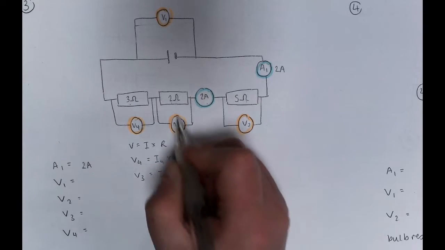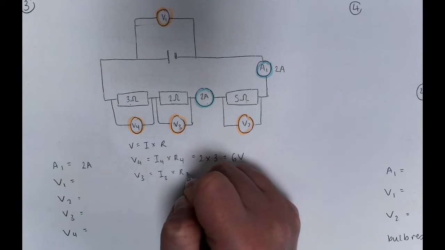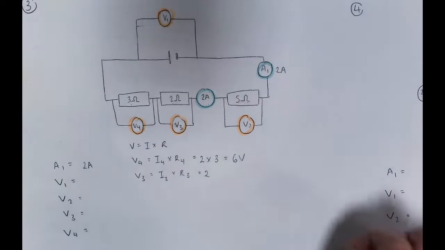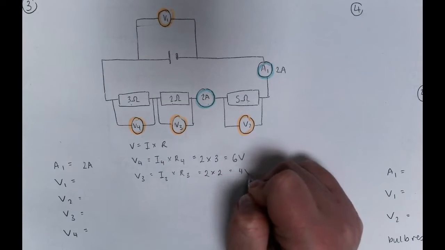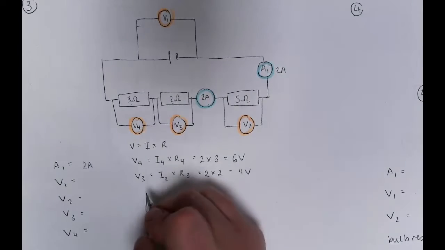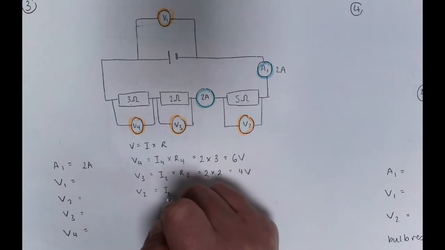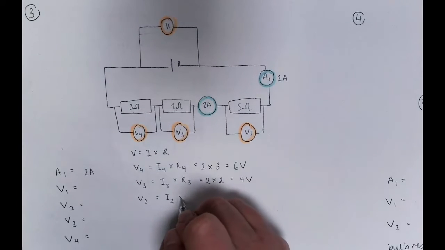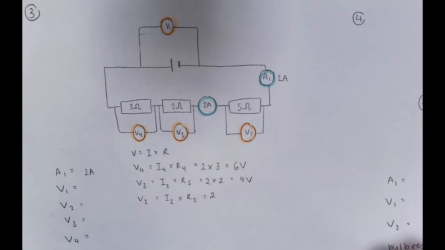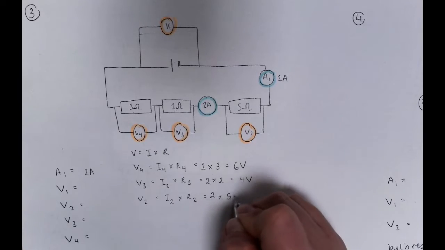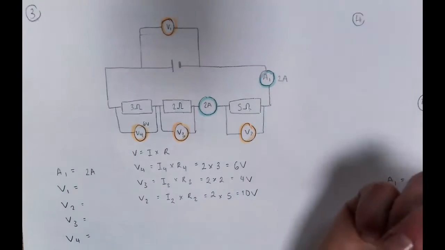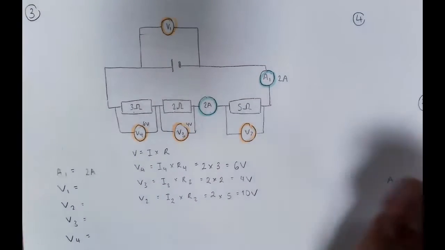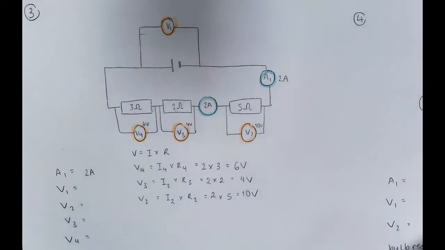V3 will be the current going through this component 3 multiplied by its resistance. Again, the current was the same everywhere, so it's still 2 amps, but this time the resistor value was only 2. So I have 4 volts being dropped across this one. V2 comes from the current going through the component 2 multiplied by its resistance. Again, the current was the same everywhere in the circuit, but the resistance this time is 5 ohms. So I have 10 volts dropped across it. So V4 is 6 volts, V3 is 4 volts, and V2 is 10 volts.